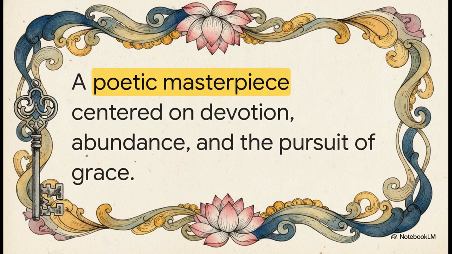But beyond just sounding beautiful, this is a highly structured poetic masterpiece. As we dig into the source material, three massive themes keep echoing back to us: devotion, abundance, and the pursuit of grace. This isn't just a simple prayer asking for a favor. It's a profound expression of the bhakti tradition, where absolute devotion is seen as the key to unlocking literal cosmic abundance. Think about other major bhakti hymns from the era, like the Bhaja Govindam, which has a very strict ascetic focus. Well, the Kanakadhara Stotram takes a completely different path. It actually embraces the material world, asking for tangible prosperity while keeping that deep spiritual reverence completely intact.